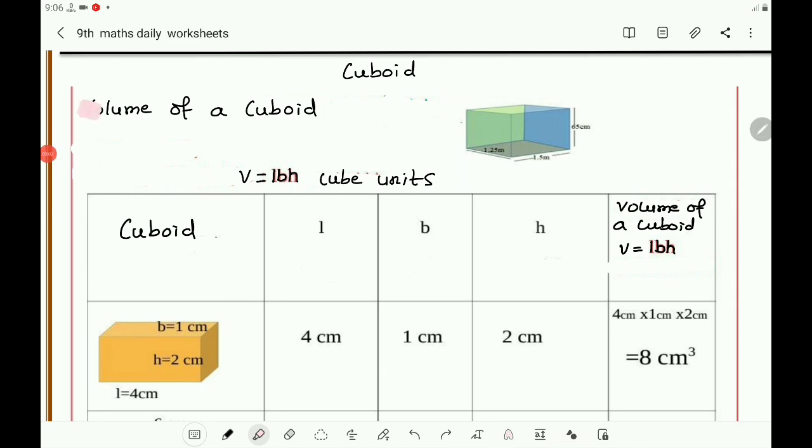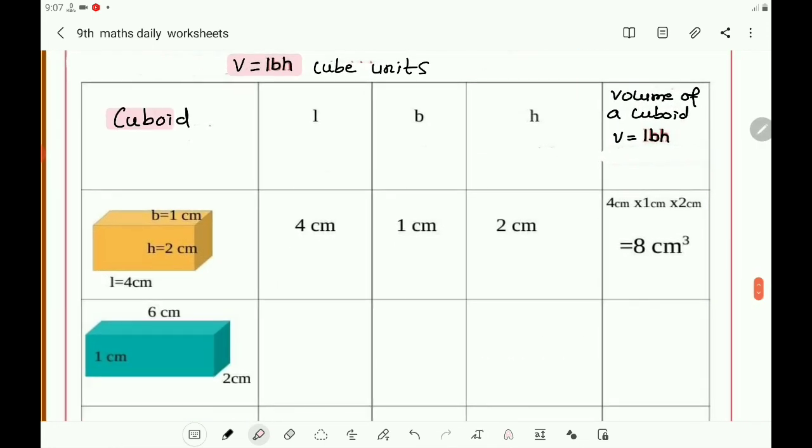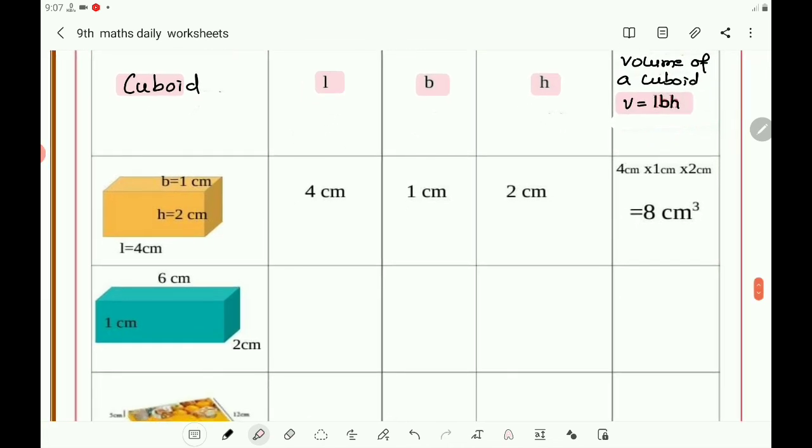Next you take the volume of a cuboid. What is the formula to find the volume of a cuboid? That is V equals L into B into H, length into breadth into height. Here you take the cuboid, the value of L, value of B and value of H, and V equals L into B into H. Here you note that L equals 4, B equals 1, H equals 2. Then their product 4 into 1 into 2, 8 cm cube.